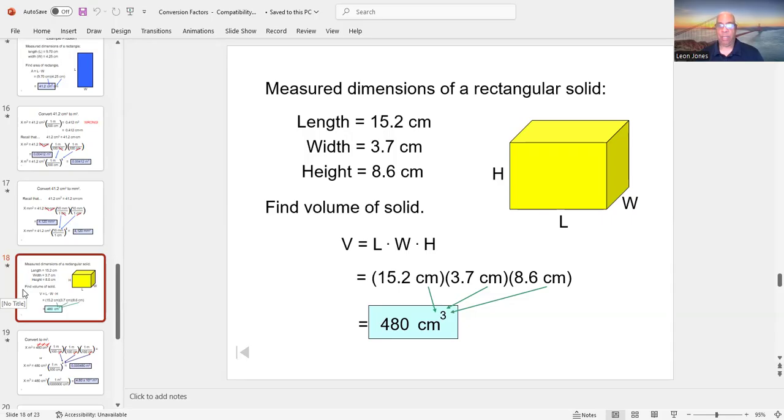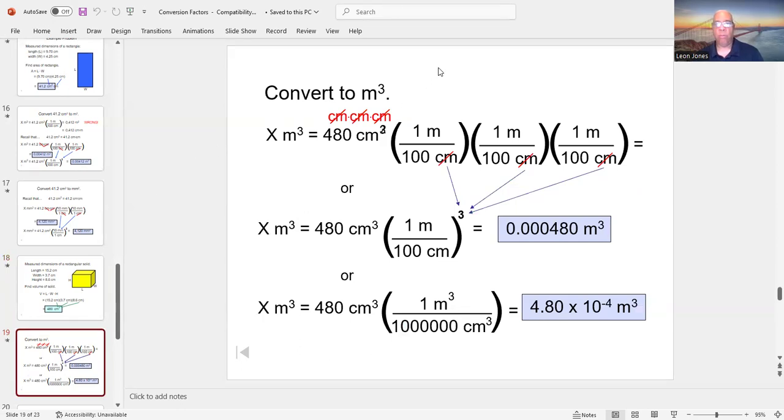Now, take 15 centimeters times 3.7 centimeters times 8.6 centimeters, and you get 480 cubic centimeters. So we're going to do something with that. We're going to convert to cubic meters. And this is what I love about math, because now you can break it down 3 ways. You can take the centimeters and multiply it out 3 times, and then utilize the fraction 1 meter over 100 centimeters 3 times. That'll cancel the centimeters out.